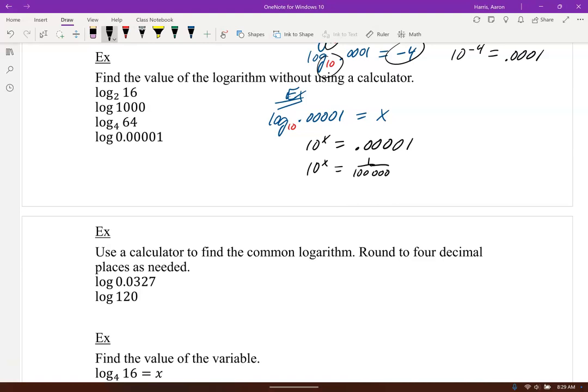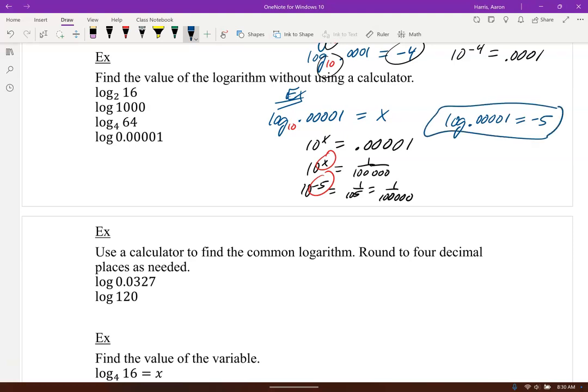10 to the negative 4. It's 1 over 10,000. This is what I want. 10 to the negative 5. That's 1 over 10 to the 5th, which is 1 over 100,000. So x has got to be negative 5. Hence, log of 0.00001 is negative 5. So the answer there is negative 5.